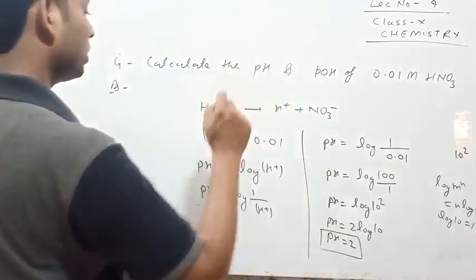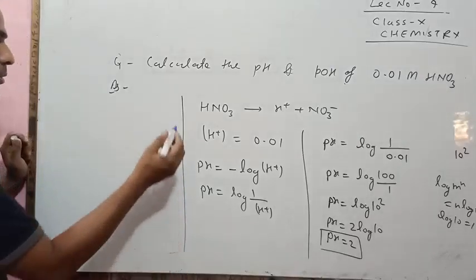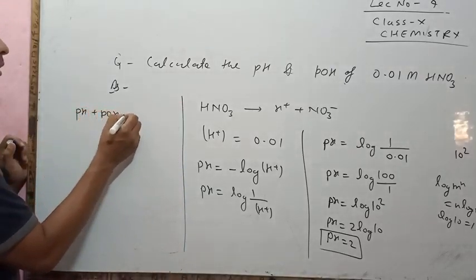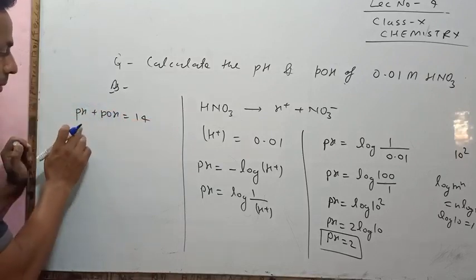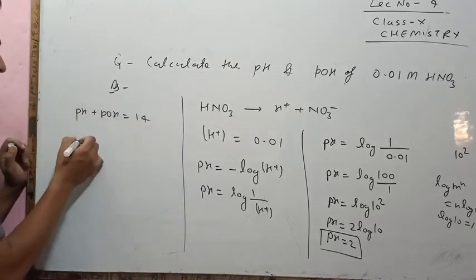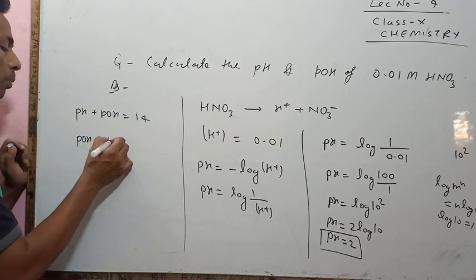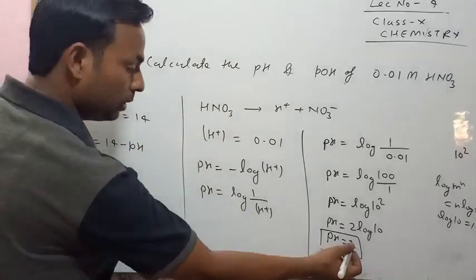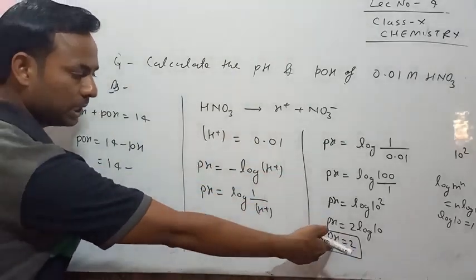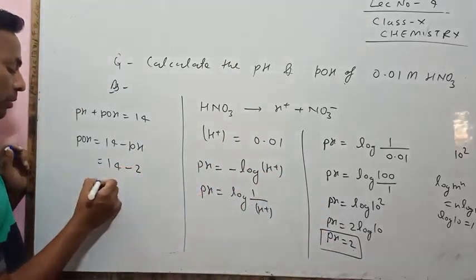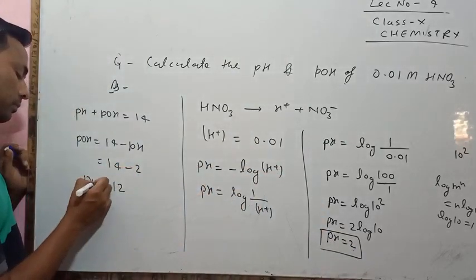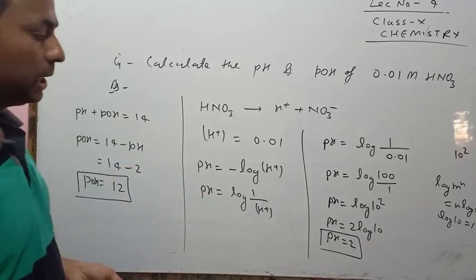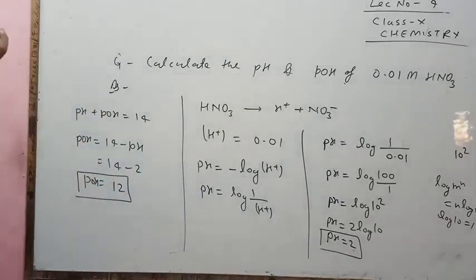Now how to calculate the pOH? So look here, second part of the question. You know the relation pH plus pOH equals 14. This is a relation between the pH and pOH. So pOH equals 14 minus pH. So 14 minus pH value, given 2. After calculating, the pH value will be 2. So put the value 2. So we get here 12. So this is the value of pOH. So pH equals 2 and pOH equals 12.